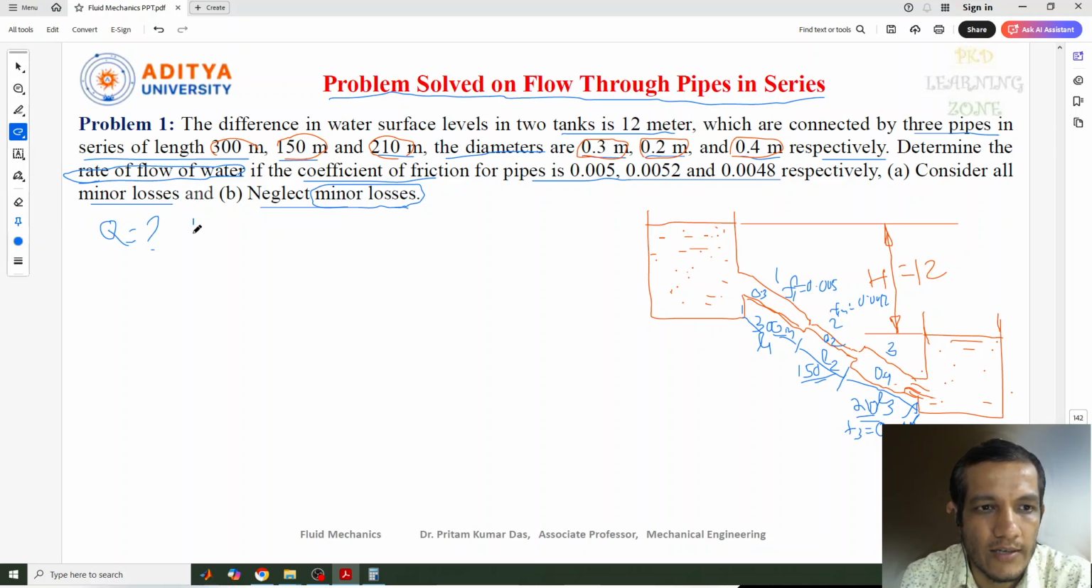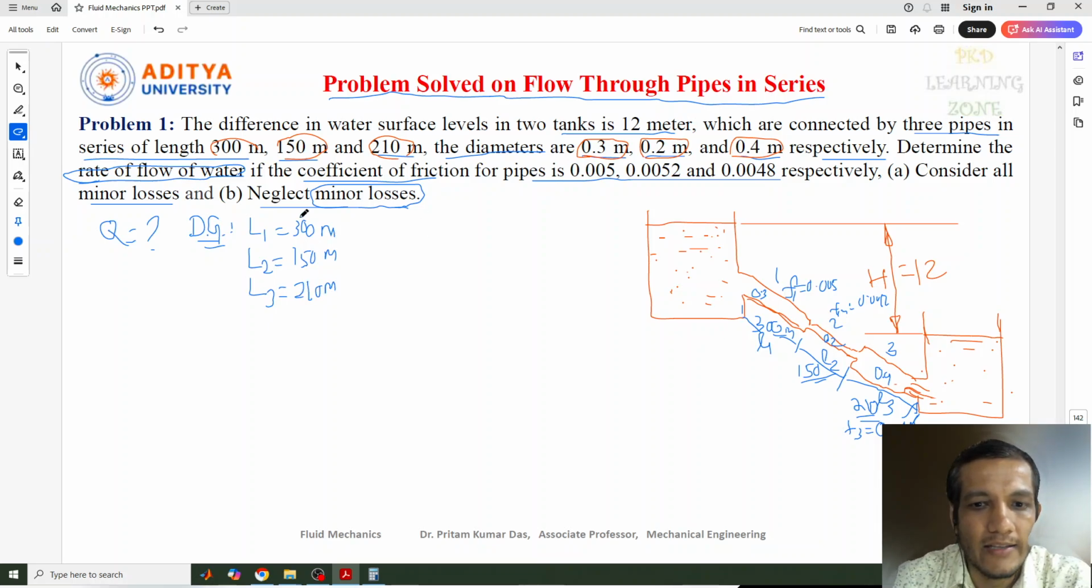For that, what are the data given? We can write here one more time what we have written there, the same thing in terms of all values. So L1 is given 300 meter. The next, L2, is given 150 meter, and next L3 is given 210 meter.